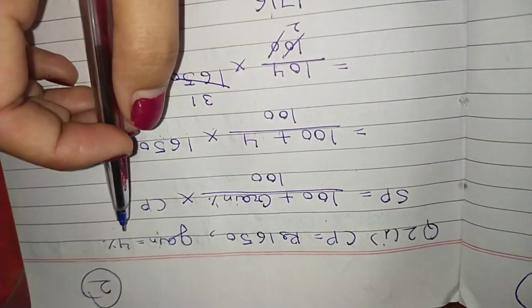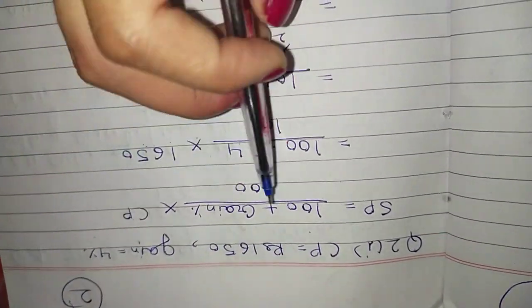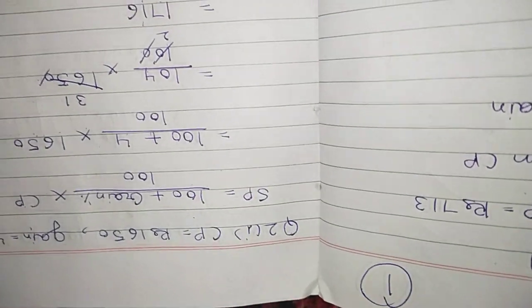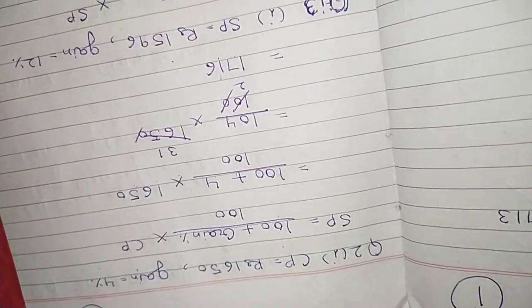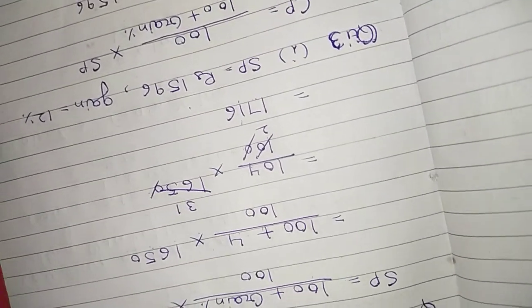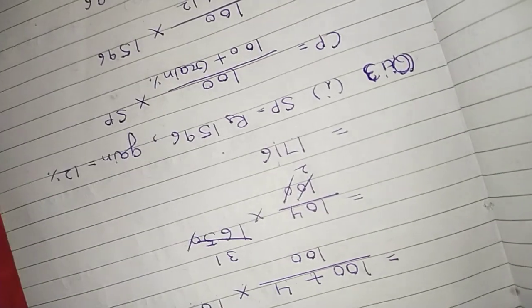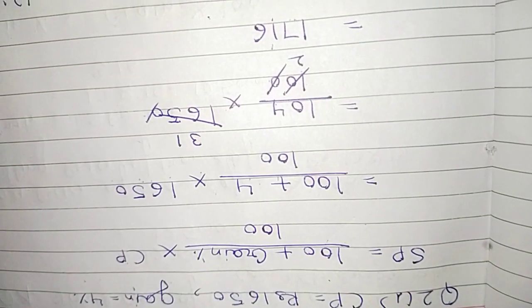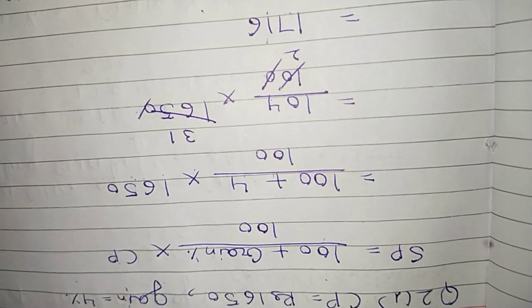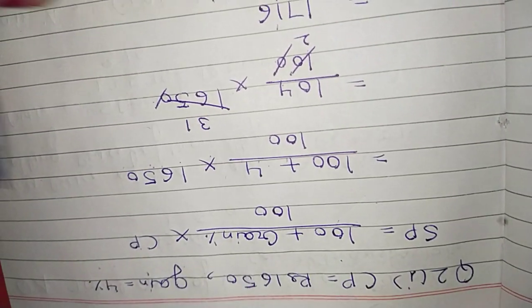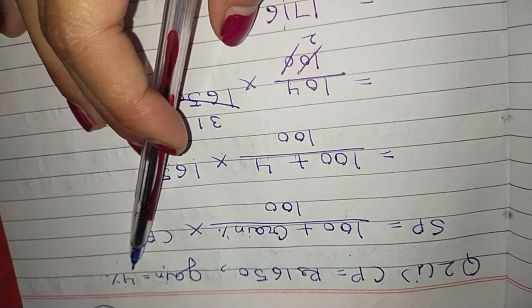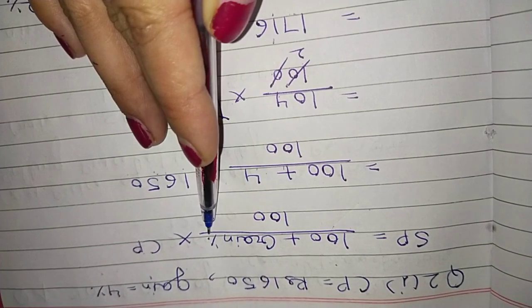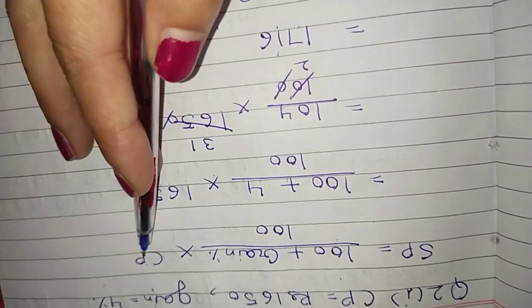And if we are given the loss percentage, the formula will be like this: 100 minus loss percentage upon 100 multiplied by cost price. If we are given the loss percentage, it will be like this: 100 minus loss percentage upon 100 multiplied by cost price.